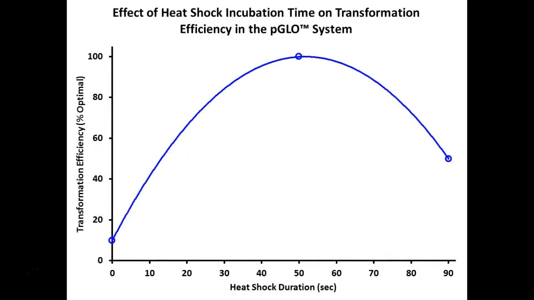It's really important, as I said. This has been worked out. 50 minutes is 50 seconds, not minutes. 50 seconds is the optimum. If you go too long past that, your efficiency goes down, meaning how many transformed cells you're going to end up with. So it's really important that you don't walk away. 50 seconds goes by really fast. It's less than a minute.